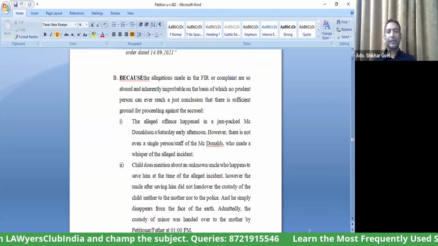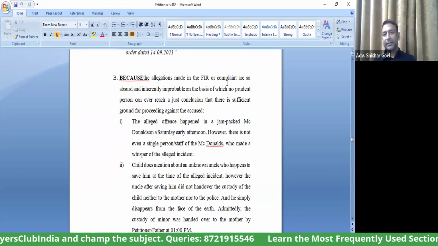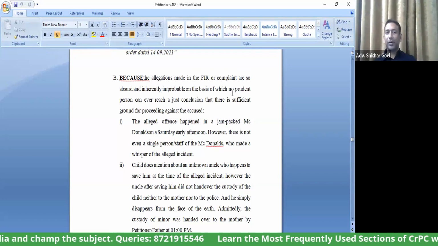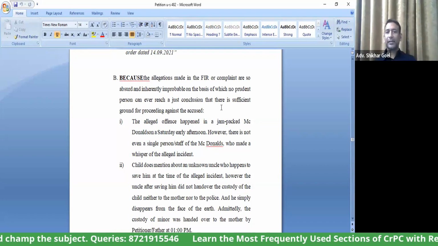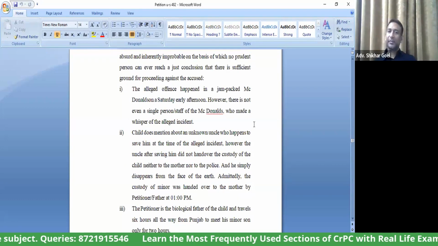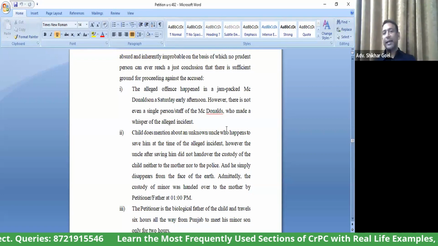आगे second point पे चलते हैं. Allegations made in the FIR or complaint are so absurd and inherently improbable on the basis of which no prudent person can ever reach just conclusion. तो अब मैंने भजनलाल में से ये पॉइंट देखा, मेरे केस में फिट होता है, मैंने उसको यहाँ पे फिट कर दिया. इम्प्रॉबेबल क्यों है?